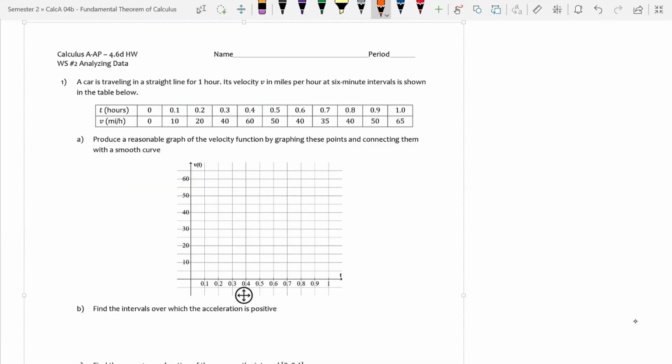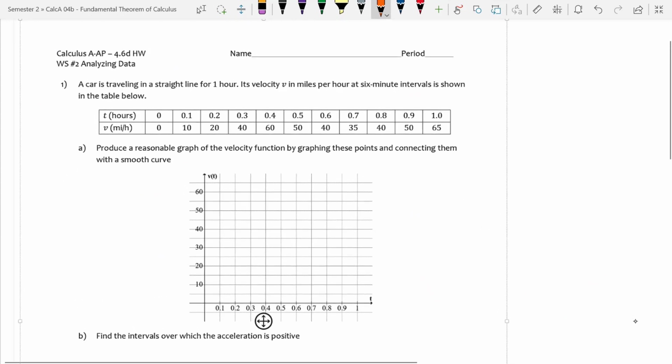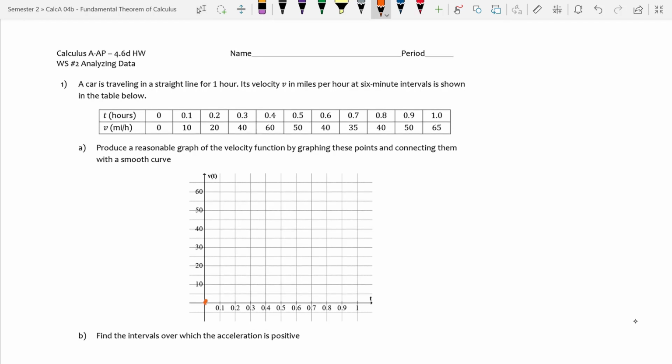Now, all right, the second one talks about a car traveling a straight line for 1 hour. It wants you to produce a graph of the velocity function. It gives you the velocity at these different points. So not only should you graph this, which is going to be a little bit painstaking, 0, 0, 0.1 10, 0.2 20, then we go to 40, then we go to 60, then back down to 50, then to 40, then to 35, then to 40, and then to 50, and then all the way to 65. So it is possible to produce somewhat of a smooth curve for this.